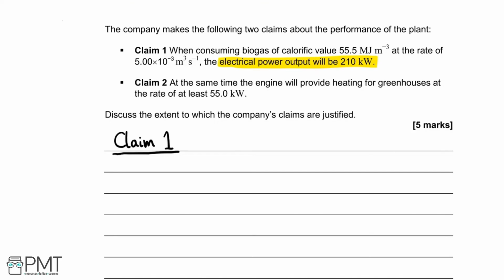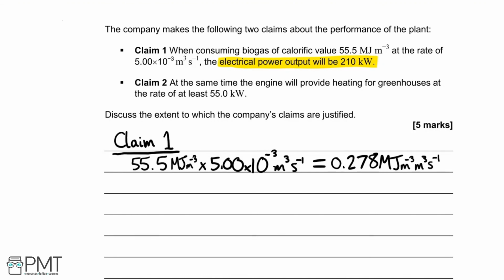So by multiplying the 55.5 megajoules per meter cubed by the 5 times 10 to the minus 3 meters cubed per second, we will end up with a value that is in megajoules per second, or megawatts. You'll notice that the meters cubed cancels with the meters to the minus 3, so that's going to give us 0.278 megawatts, which is going to be 278 kilowatts. And making that calculation will give us our first mark.